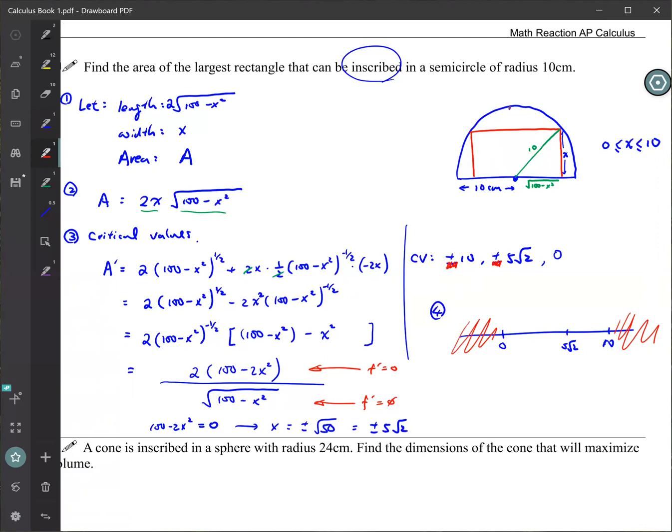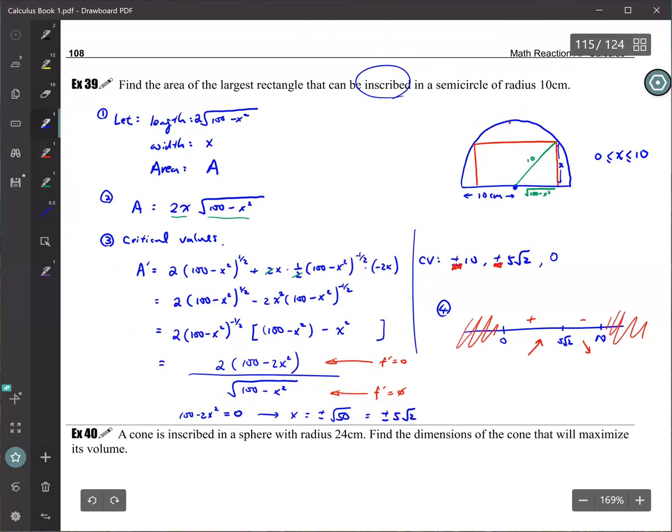So here, let's say we pick 1, right? And we don't need to test the negative side. We don't need to test the bigger than 10. So that's why I cross it out. So if I test 1 and throw it in, it will be positive, right? And then if I try, let's say 9, it will be negative, right? Something close to 10. So that makes it increase, decrease, and that confirms it's a local max. All right, so we can write out our answer.